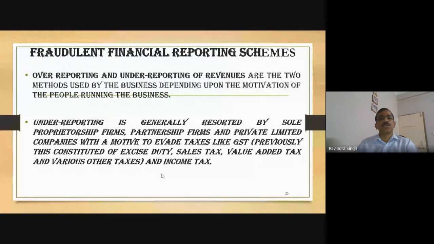Fraudulent financial reporting schemes: over-reporting and under-reporting of revenue are the 2 methods. So most such companies prepare multiple sets of balance sheets, one for tax purposes, showing very little assets or less profit or no profit or loss, one for the concerned company where it is registered, and one for the banks, showing very large profit and assets to borrow large amounts of loans.